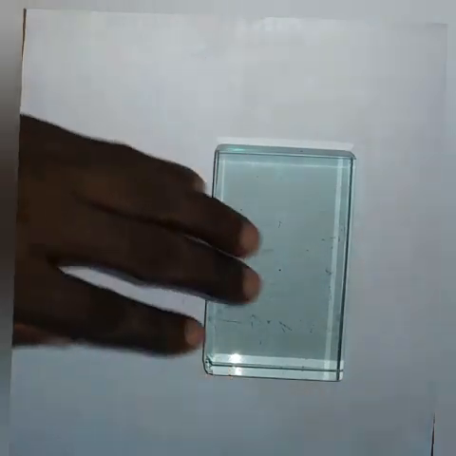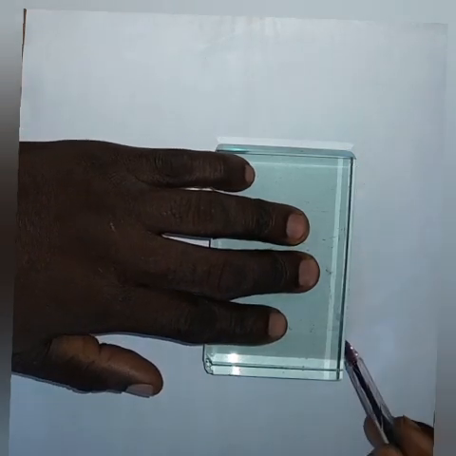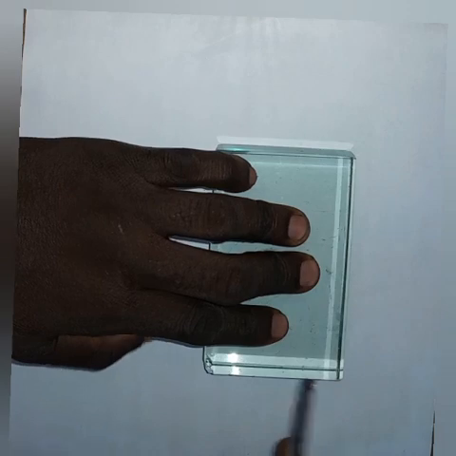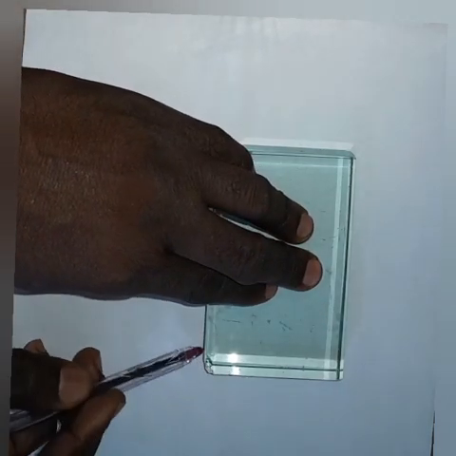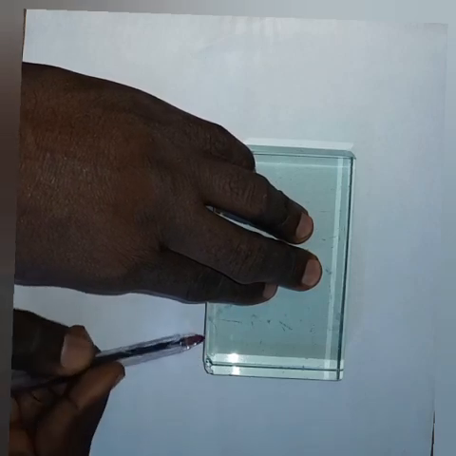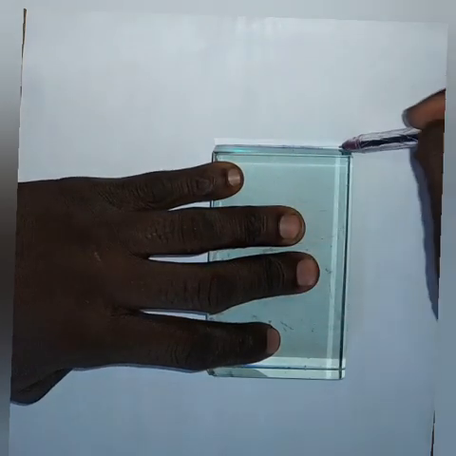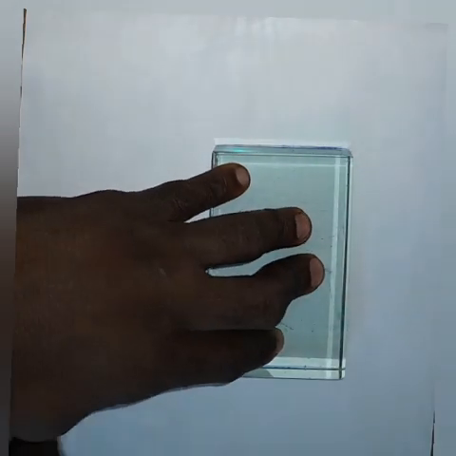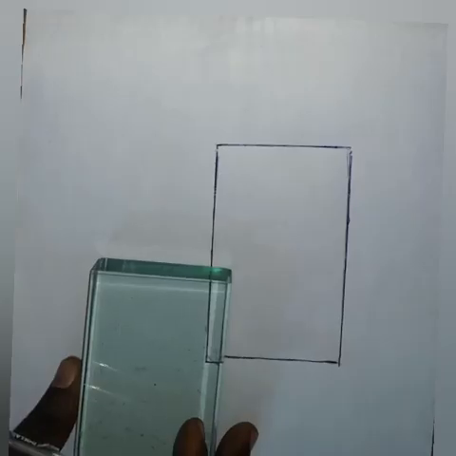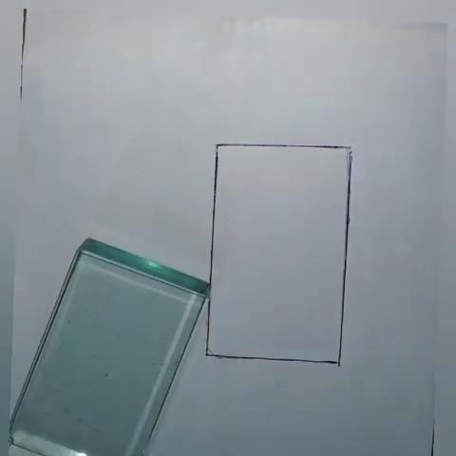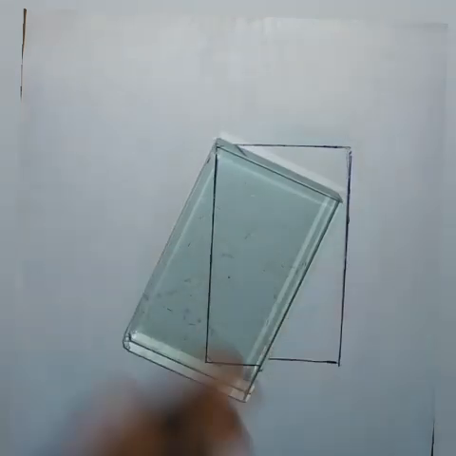I'm using a pen so that it's going to be visible. So this is my outline. I will show you that I will never return this block to this outline again. That will be the end.